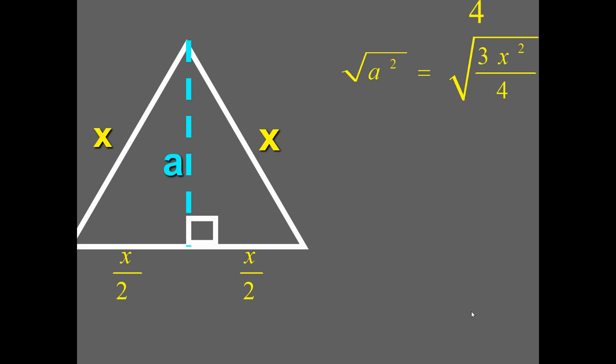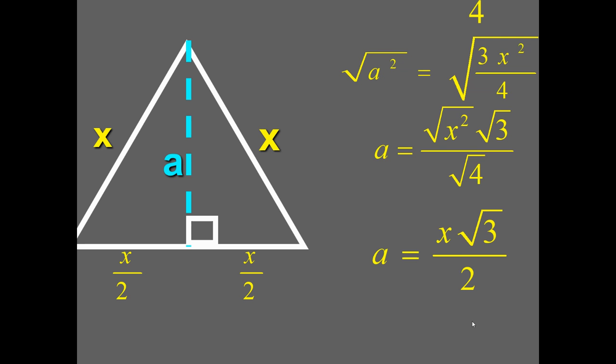When I take the square root of a squared, I get a. But the square root of 3x squared over 4 takes a little bit of straightening out. So I can simplify: the square root of x squared is equal to x, and the square root of 4 is equal to 2. So in the end, the altitude is equal to x times root 3 over 2. And again, that suggests a pattern that's always going to work for all 30-60-90 right triangles.